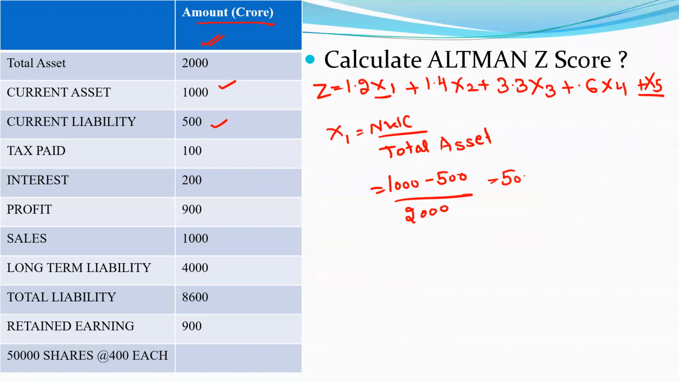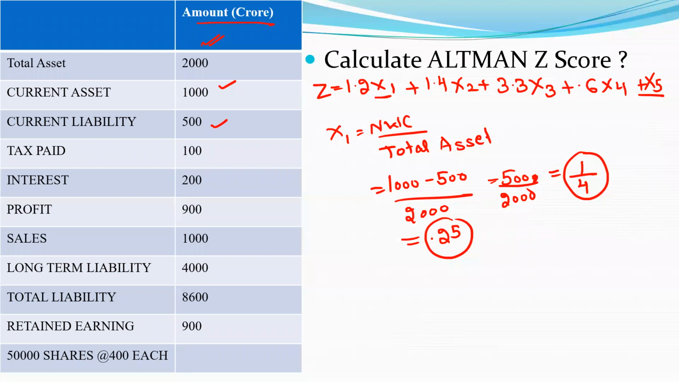So 500 upon 2000, which we have to calculate here. 500 upon 2000 is 1 by 4. So x1 is 0.25. So the value of x1 that we get here is 0.25.